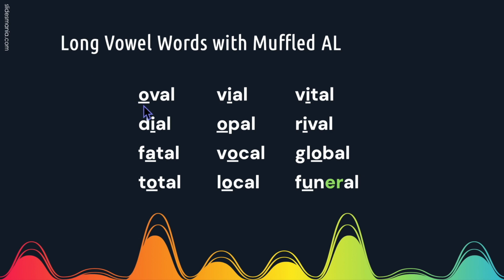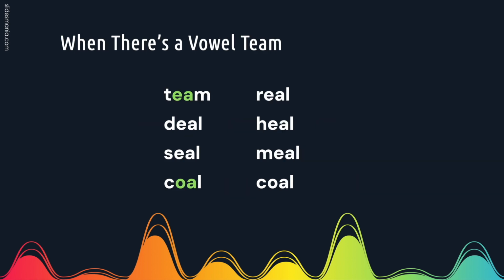In all these words with the underlined vowel, the vowel is going to have its long sound: oval, vile, vital, dial, opal, rival, fatal, vocal, global, total, local. ER says er: funeral. These lists of words are much longer than the ones on the first slide because AL uses this muffled sound way more often than the clear, short owl sound at the end of a word.